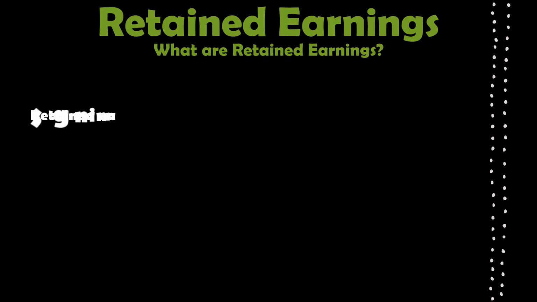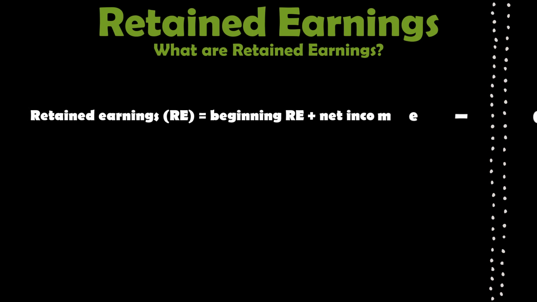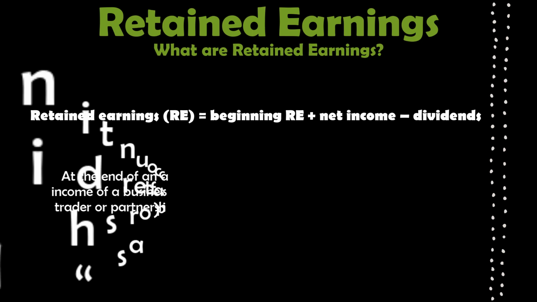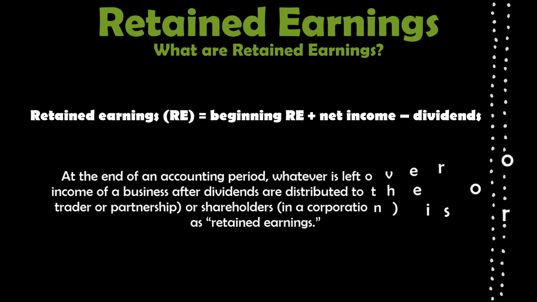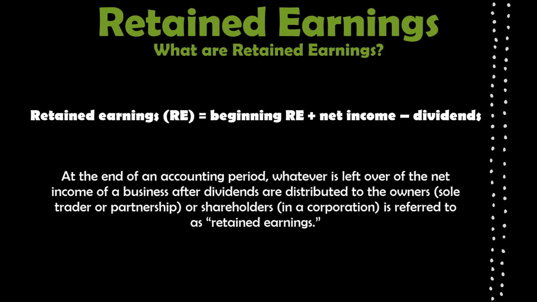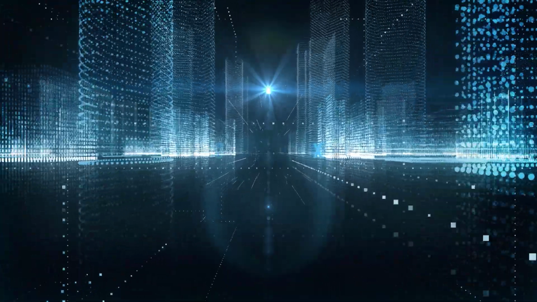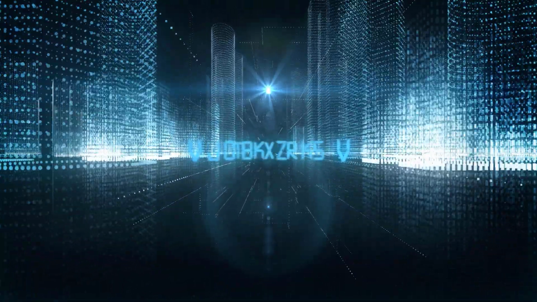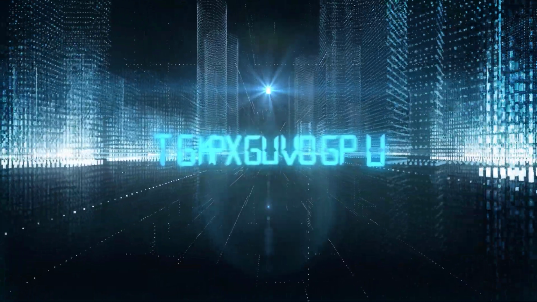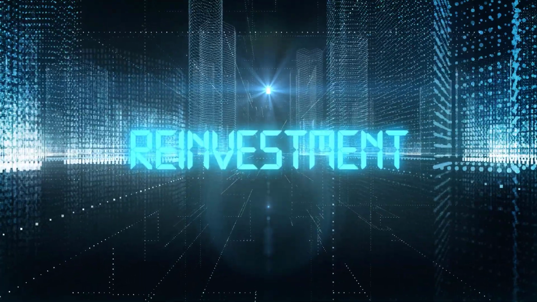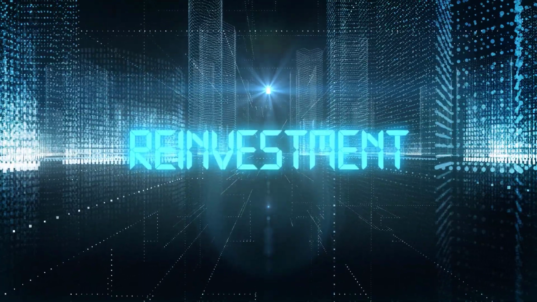At the end of an accounting period, whatever's left over of the net income of a business after dividends are distributed to the owners, sole trader or partnership, or shareholders in a corporation, that's referred to as retained earnings. As the name suggests, it's the earnings retained by the company once all other profits have been distributed where they need to go. Retained earnings are one element of the owner's equity or shareholder's equity, and are classified as such when you go looking for it.